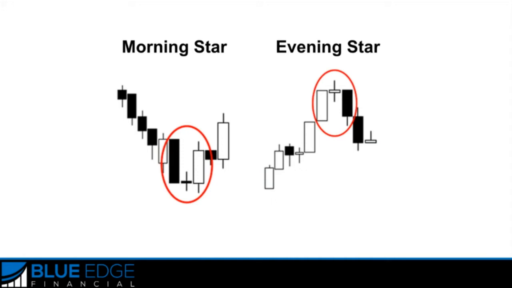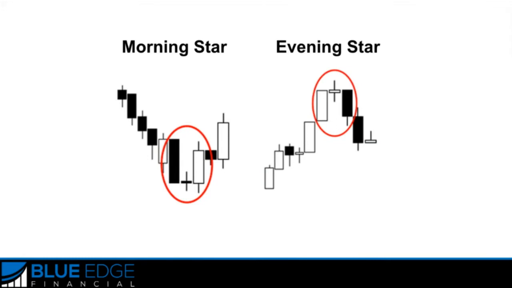Then for morning star, you can see it's just the complete opposite of evening star, and you would look for it at the bottom of a downtrend. So you can see the first candle is going with the trend. It's a bearish candle also moving down. The second candle closes with a small body, indicating indecision. And then the third candle goes in the opposite direction, starts to go up, and closes past the midway point of that first candle.